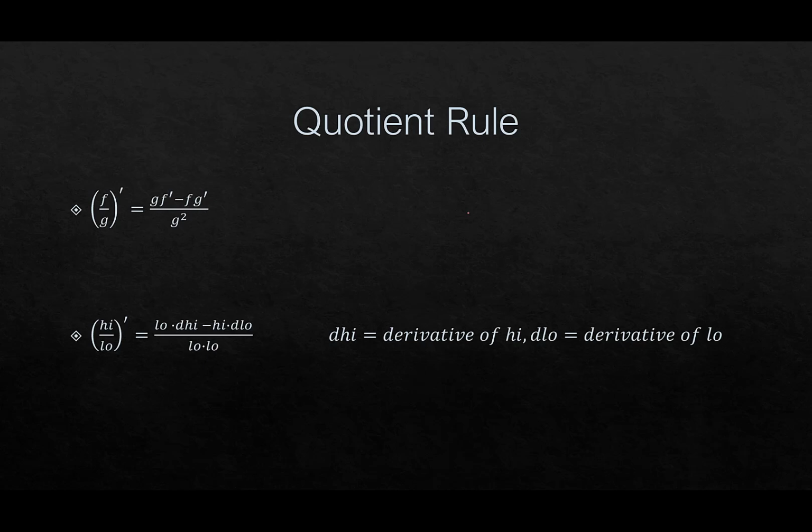This is how I was taught to do it back when I took calculus, and it kind of hung out with me, and I think students like it because it's something you can easily say. You can say low d high minus high d low over low low. Low low on the bottom means the bottom squared, just like it says g squared in this other formula. Low low just sounds cuter. That's the only reason we're saying low low instead of low squared. It just kind of rolls off the tongue better.